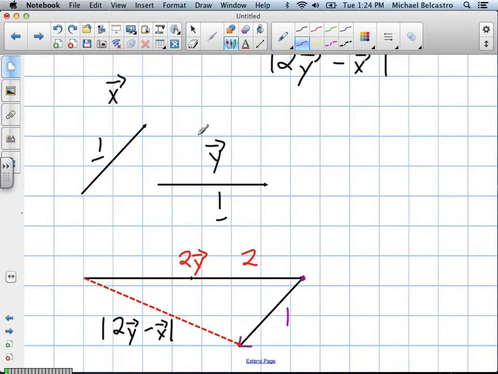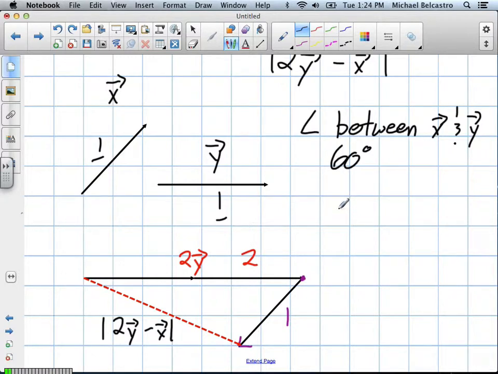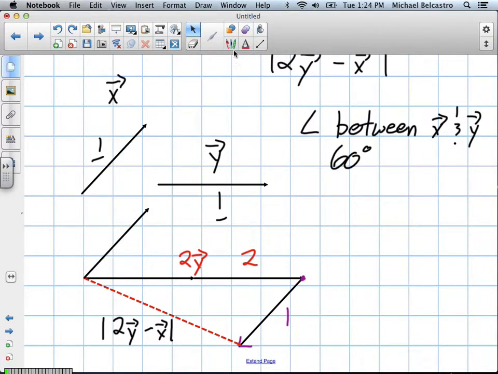Now, we are missing a piece of information. I do need to know the angle they form. So let's say that the angle between vector x and vector y, we'll just say it's 60 degrees. Okay? So the angle between the two vectors is 60 degrees. So in other words, if I take the original and put it here, this would be 60 degrees.